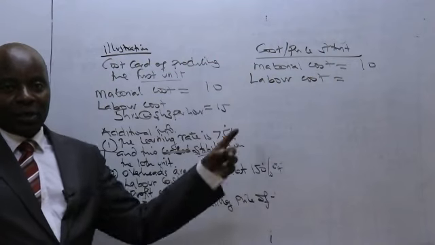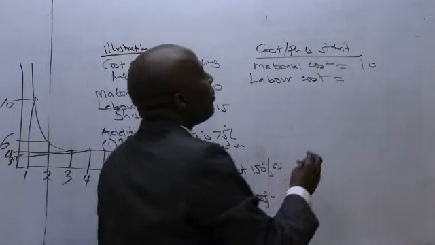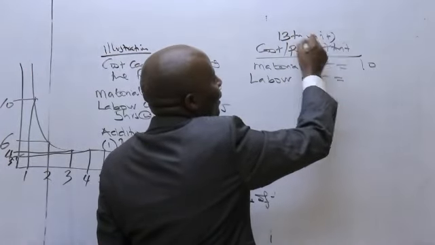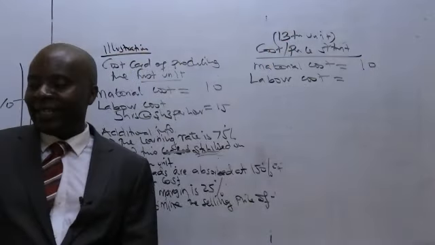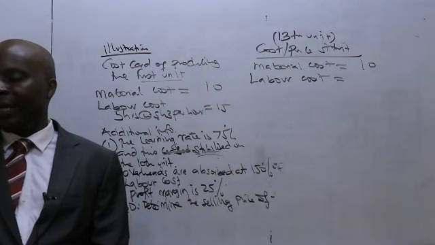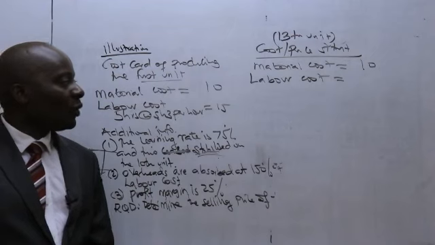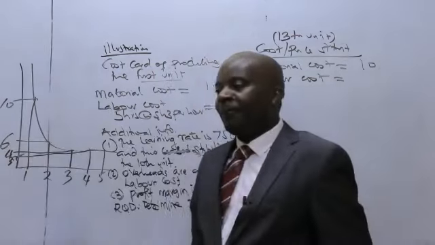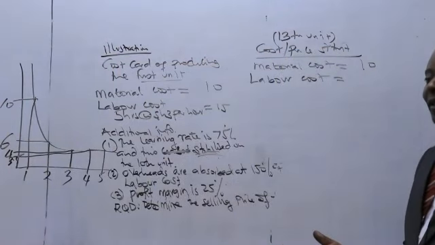Can I put labor cost there to be 15? Remember which item we are pricing. We are pricing the 13th unit. So can I go ahead and say that the labor cost of the 13th unit will be 15? They're saying no.